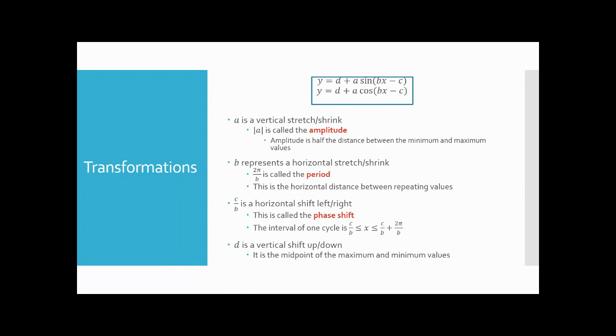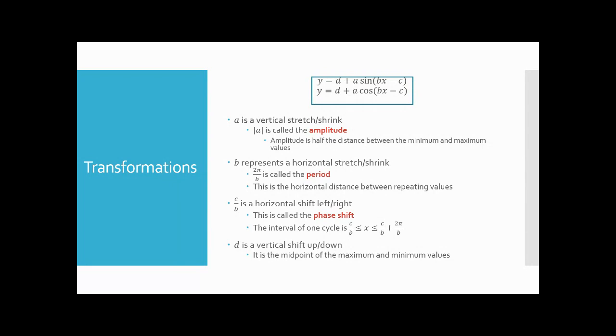Now that minus c, if you remember from transformations in college algebra, if you add or subtract anything to x, it shifts it left or right. So that c is a horizontal shift left or right. But because we have a value in front of the x, we have to take that into account. So the shift is really by c over b. If b is equal to 1, then we're just moving left or right by c, but it's really c over b. When we have trig functions, that is what's called the phase shift.